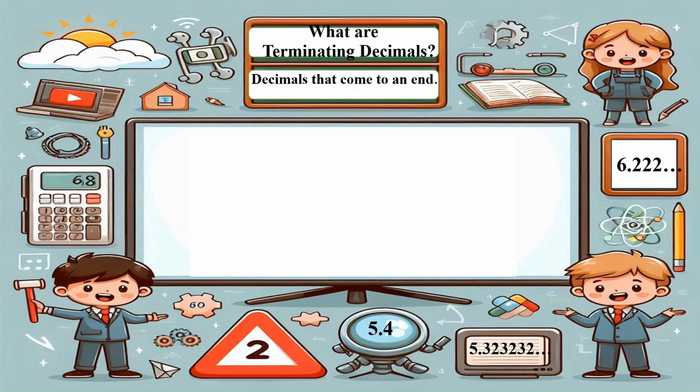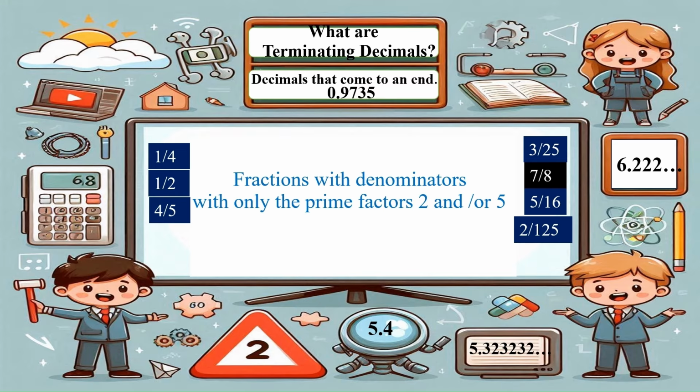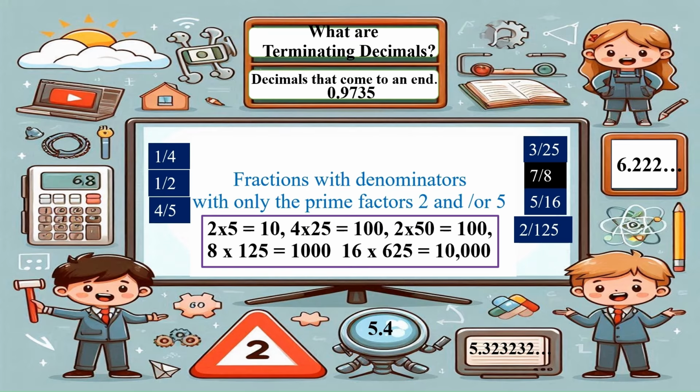Decimals that come to an end. For example, 0.9735. Now we have done in the fraction versus decimal topic fractions of the type 1 by 4, 1 by 2 and so on by converting the denominators to powers of 10, and also fractions with denominators with only the prime factors 2 or 5. And also I had given you a table to remember.